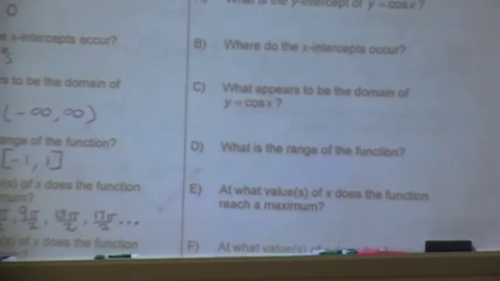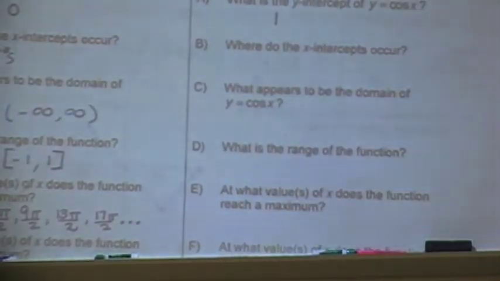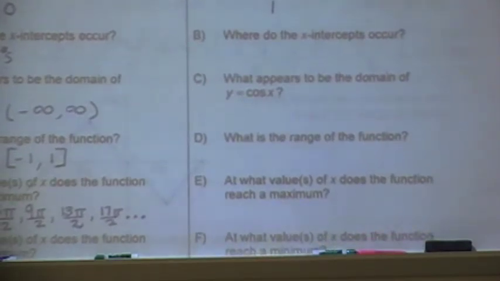Now we're going to do the same thing for cosine. So you can just change your wave to a cosine wave. All right, what is the y-intercept of cosine? 1. This time, where do the x-intercepts happen? The x-intercepts? Yep. At pi over 2, or the half pi's.